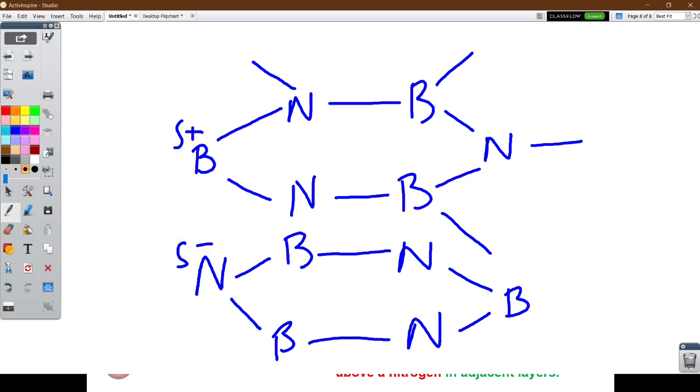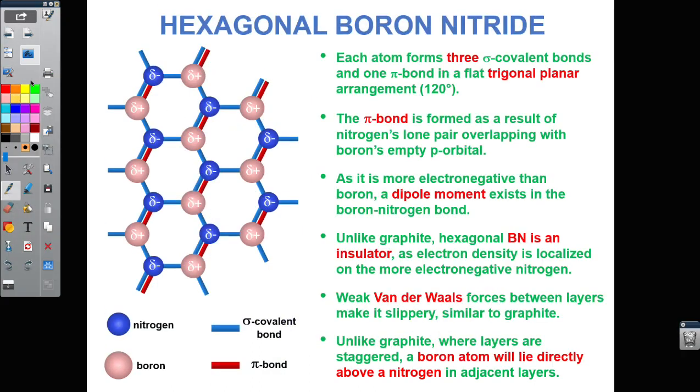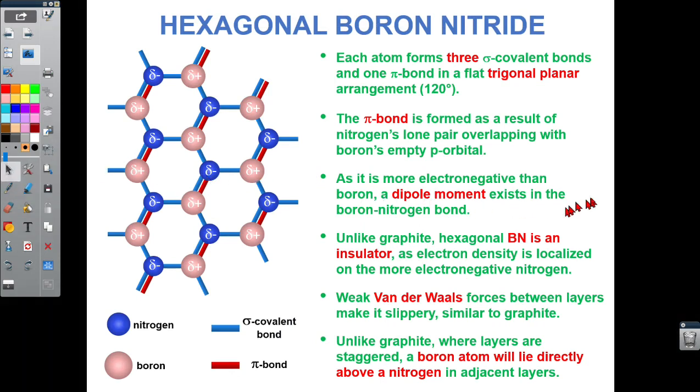So the layers are going to arrange themselves so that there is some kind of attraction between the dipoles in between the layers, which may suggest that the bonding in between the layers in boron nitride is not quite as weak as it is in graphite. And in fact, we do see that hexagonal boron nitride is not quite as slippy and as good a lubricant as graphite tends to be.